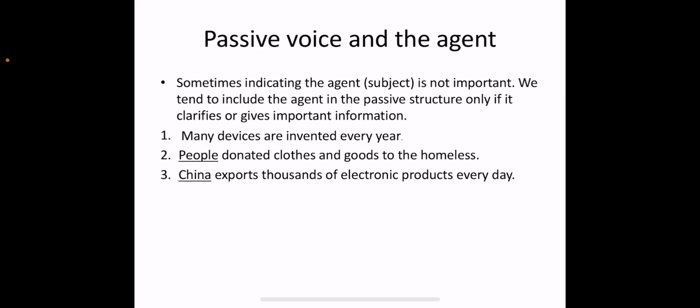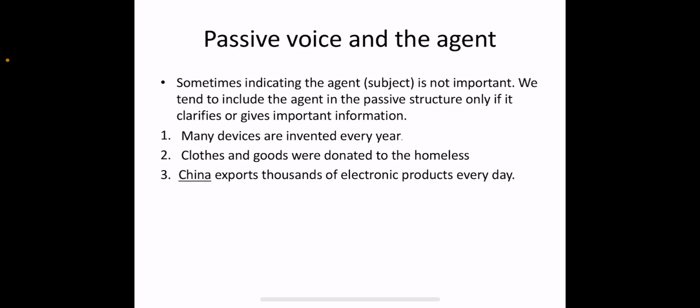When we convert that into passive voice, we have this. Clothes and goods were, past, donated to the homeless. Who did that? People. Do we need to include that? No, it's kind of obvious that people are the only ones who can do that. I don't think animals can donate things, right? So again, people, it's very general. It's not clarifying or giving me important information. So I don't need to put by people. I can eliminate that part.